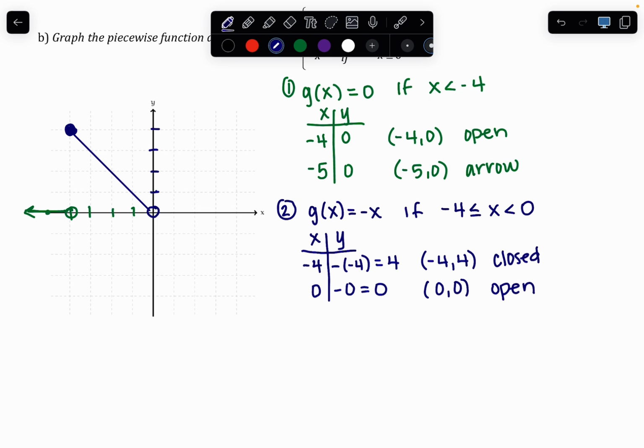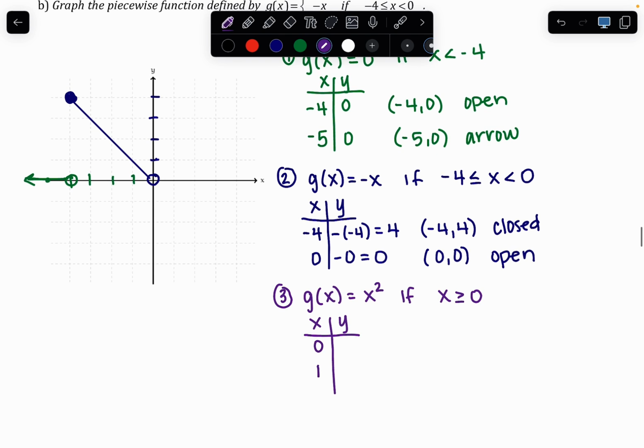Okay. And our third part. We have g of x equals x squared if x is greater than or equal to 0. So when we make our table, what values of x do you want to use? 0 and 1. Okay. 0 squared? 0.